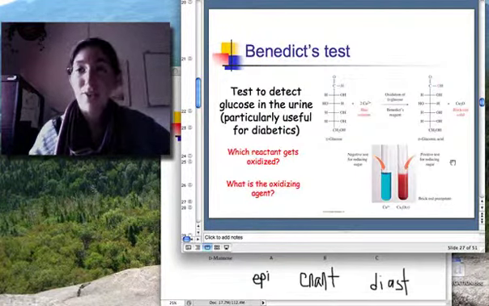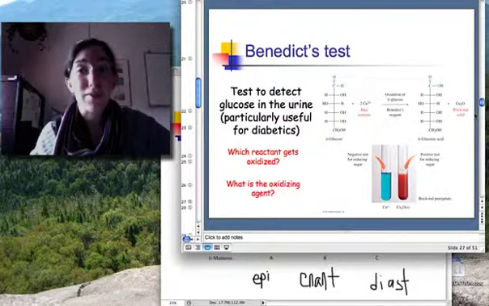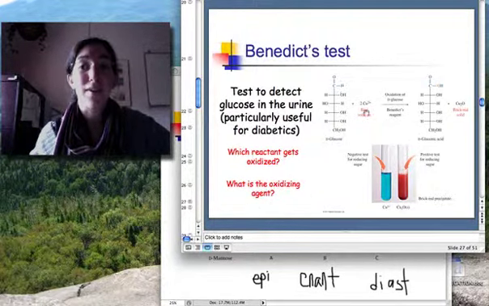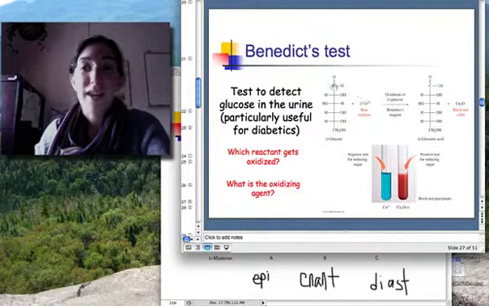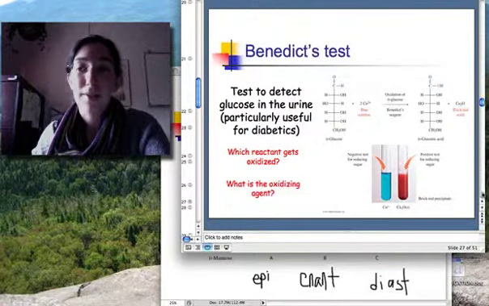So the question here is, which reactant gets oxidized? The answer is glucose gets oxidized because it gains this oxygen here. And which is the oxidizing agent? Remember, the oxidizing agent is the one that gets reduced. And the copper gets reduced, so it's the oxidizing agent. It's the agent that oxidizes glucose. It loses electrons to the glucose. Okay?